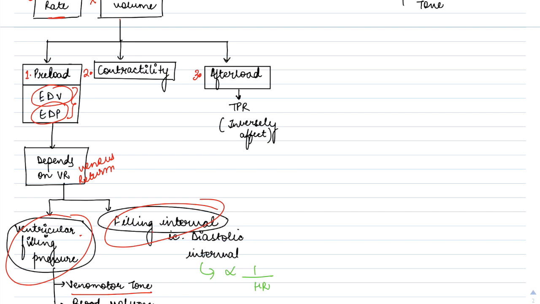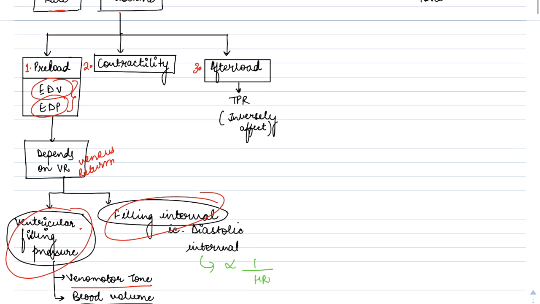The preload is dependent on the end diastolic volume and pressure, that is at the end of diastole, when the heart is relaxing. At the end of the diastole, the volume and the pressure affect the preload. Okay, this preload is dependent on how much venous return has been there during the time of diastole.